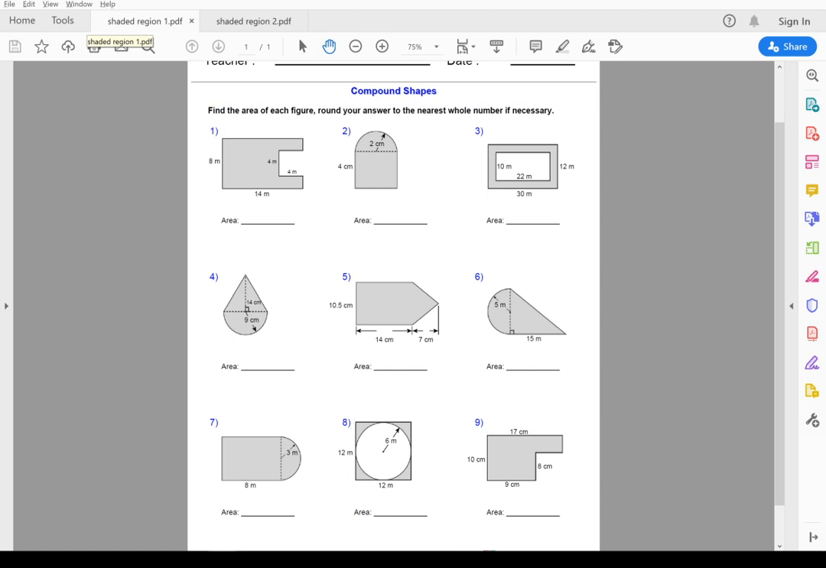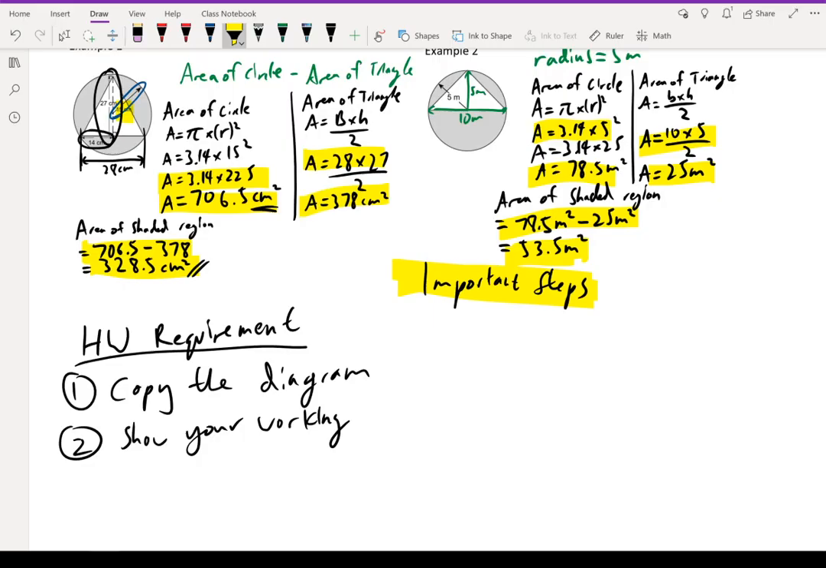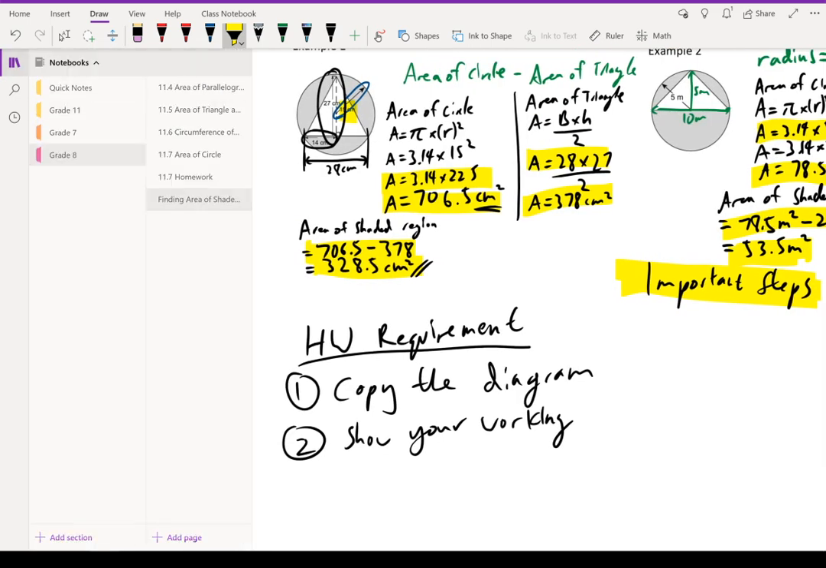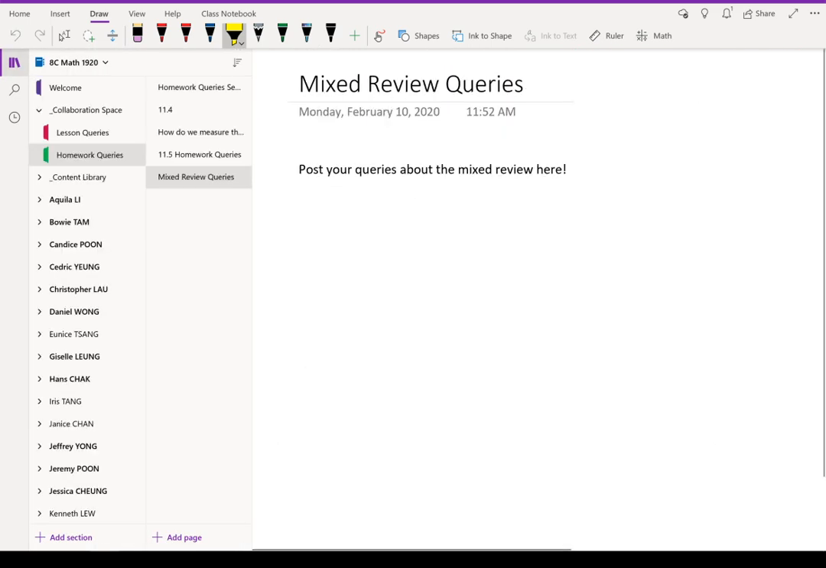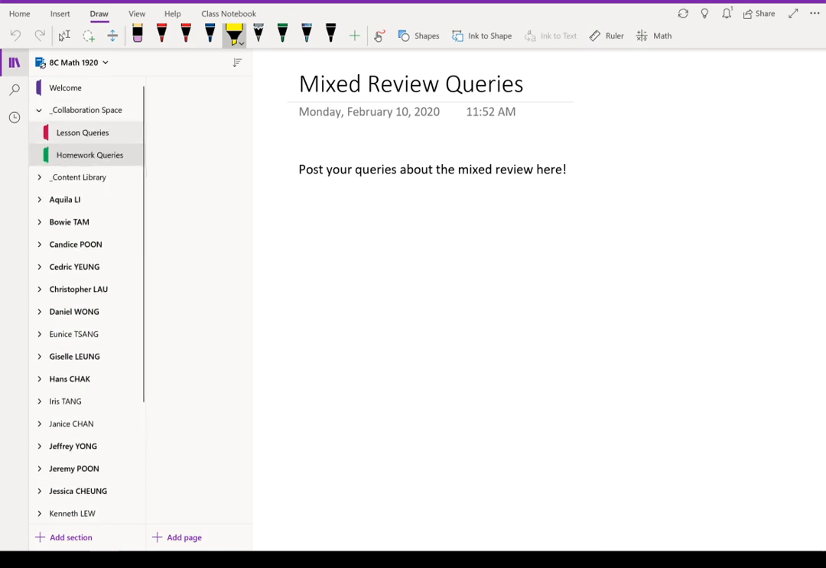So that's it for today's lesson. If you have any questions, you can post them onto our class note page or notebook in the collaboration space where it says homework queries. Not many people are using this, so for example, if I go into our grade 8, there is a collaboration space where it says there are lesson queries and there are also homework queries. You can post your questions onto either of these 2, and I'll be able to see them and I can answer them, and other classmates can also answer questions if they have time too. So please make use of this space.